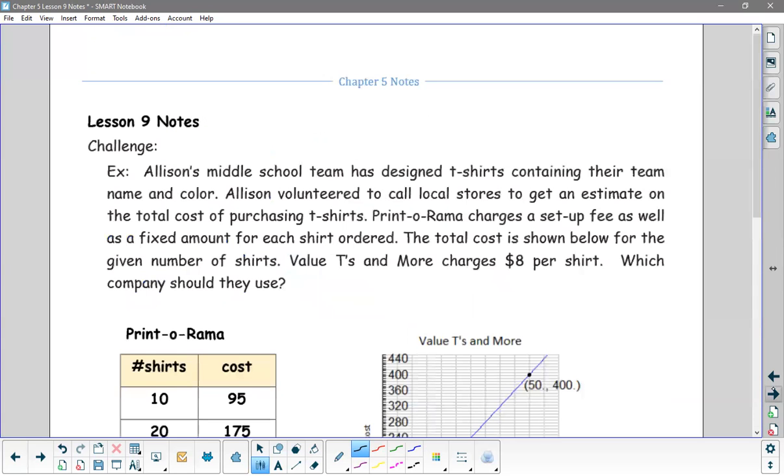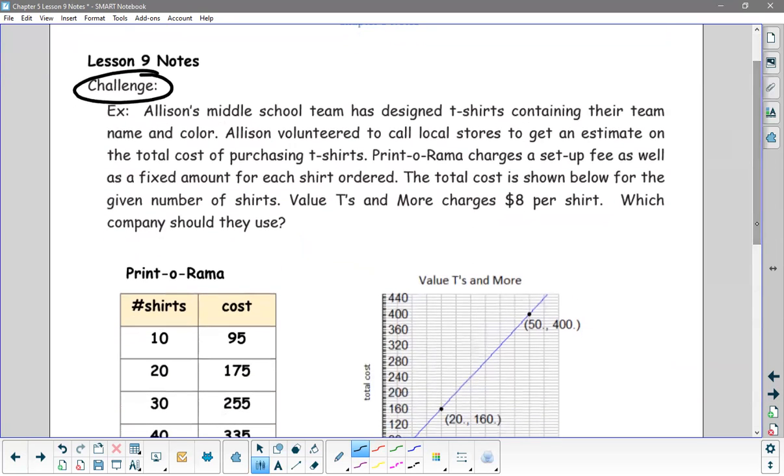All right, last question. Ooh, challenge, very exciting. The difficult one. Okay. Allison's middle school team has designed t-shirts containing their team name and color. Allison volunteered to call local stores to get an estimate on the total cost of purchasing t-shirts. Print-O-Rama charges a setup fee as well as a fixed amount for each shirt ordered. Let's highlight some important information. The total cost is shown below for the given number of shirts.